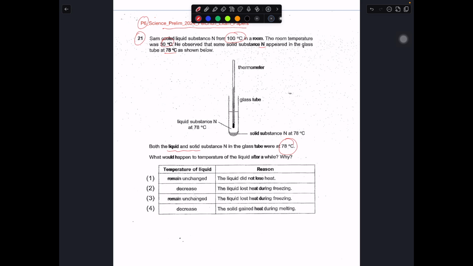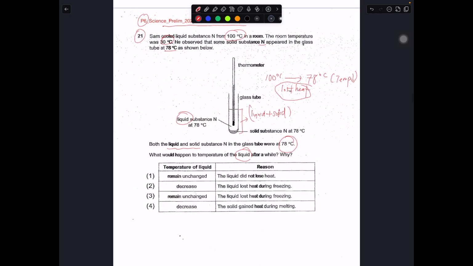So this is a stage where you can see it's kind of like a transition state. That means they are existing between liquid and solid. This happens when substance N was cooled down from 100 degrees Celsius to 78. So you can see that the temperature actually decreases. So definitely substance N lost heat. Now they ask you what will happen to the temperature of the liquid N, not solid substance N, but the liquid.